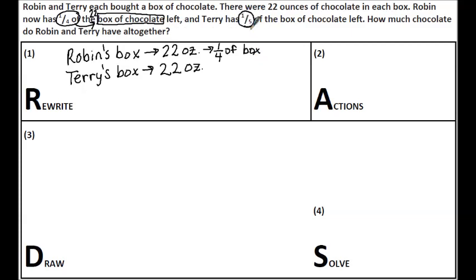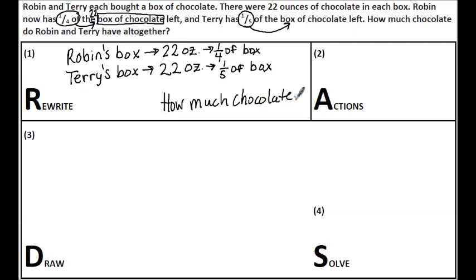And Terry had 1/5 of the box of chocolate. So we have 1/5 of that box that we know is 22 ounces. And it's saying how much chocolate do Robin and Terry have all together. So we want to put Robin's amount and Terry's amount together, but we don't know how many ounces of chocolate each of them have. So it seems like we have a few steps to do here.